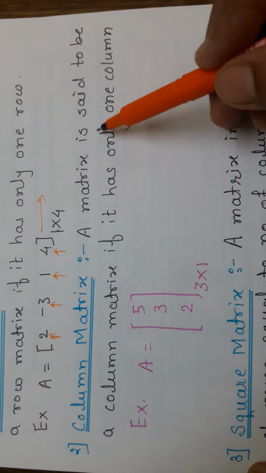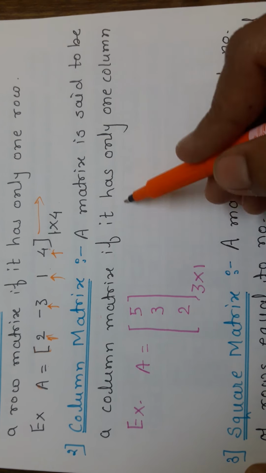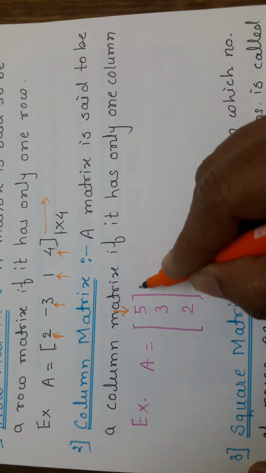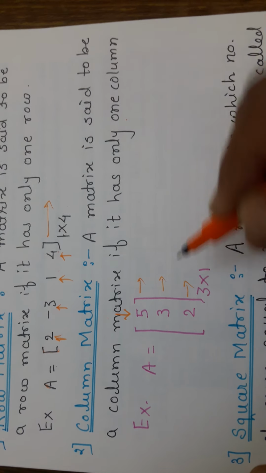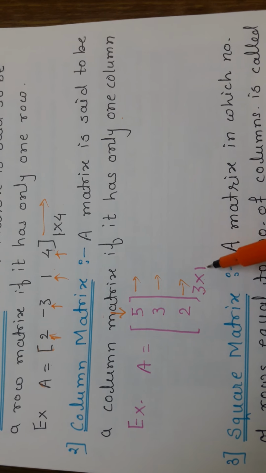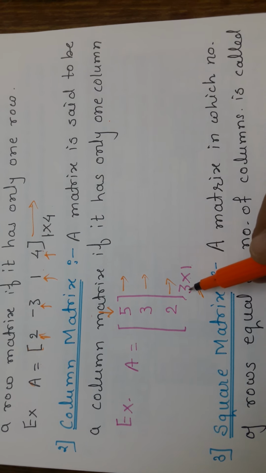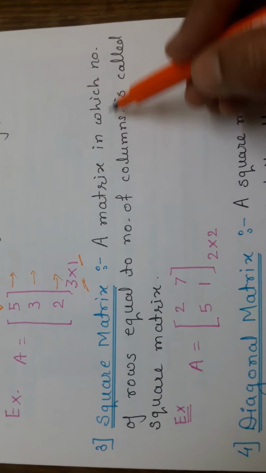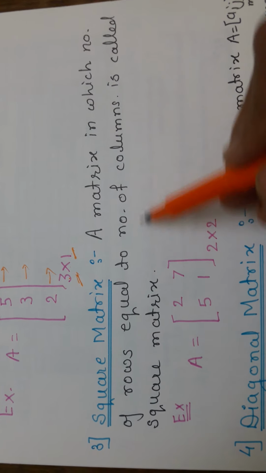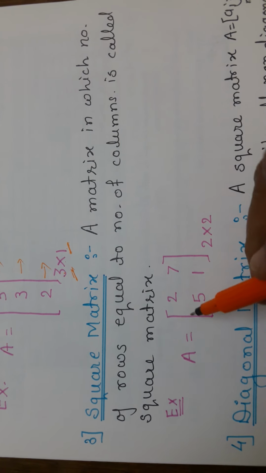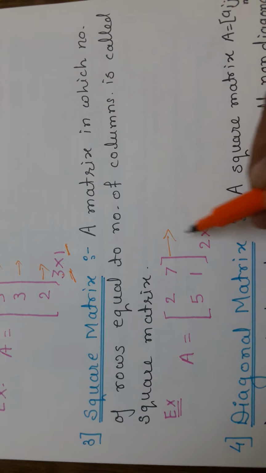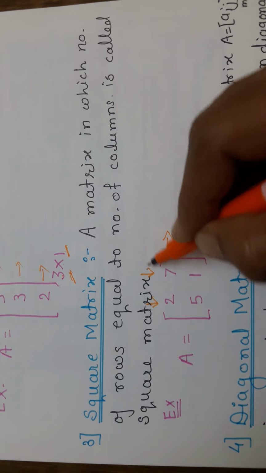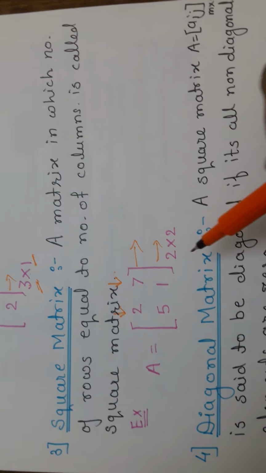Column matrix. A matrix is said to be a column matrix if it has only one column. Here you are finding one column, but the number of rows is 3. So the order of this matrix is 3 cross 1. First of all we have to write the number of rows and then the number of columns. Square matrix: a matrix in which the number of rows equals the number of columns is called a square matrix. Here this is the first row, this is the second, means two rows are there and two columns are there. That's why it is called a square matrix.